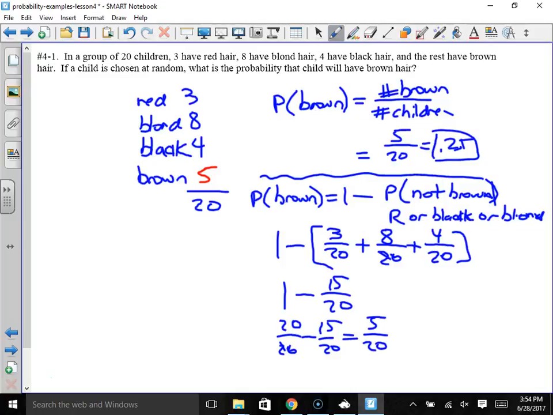So the reason I included this is just to illustrate that if I want to know the probability of having red or blonde or black hair, I could add those cases. That's because if we're taking combinations of different event probabilities, as long as there's no overlap, as long as a child can't have black hair and blonde hair at the same time, we would simply add the probabilities. But probably what we would do in this case is just focus on the number of brown hair children and then take that out of the 20. Okay, let's do the next problem.